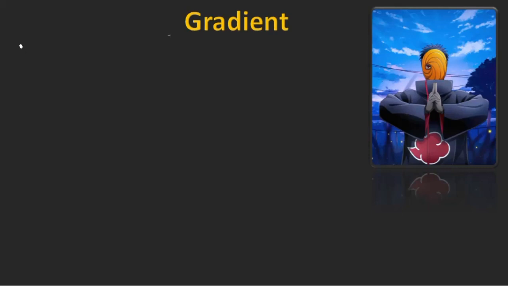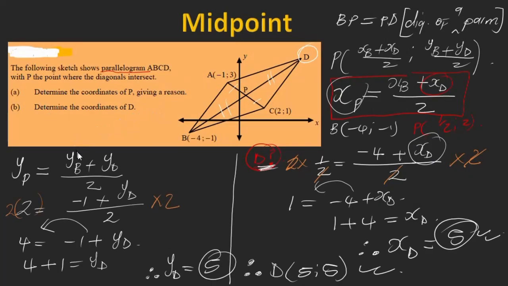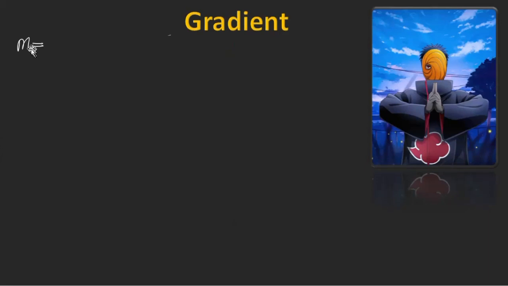So the best way to start with it is to use small m. Now, the symbol for midpoint is a capital M, but the symbol for gradient is a small m. I hope you see the distinction there.